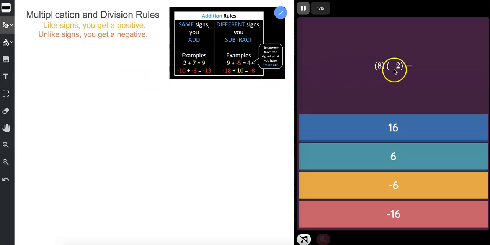So start with this problem, 8 times negative 2. If you see nothing between the parentheses, this means multiplication. And the multiplication rule and division rules say, unlike signs, you get a negative. This is not a situation where you say, oh, I have more positives than negatives, the answer is positive. That's your addition rule thinking. With multiplication, it doesn't matter which number is larger in terms of absolute value. If it's a positive times a negative or a negative times a positive, you will automatically get a negative answer. So this answer is negative 16.